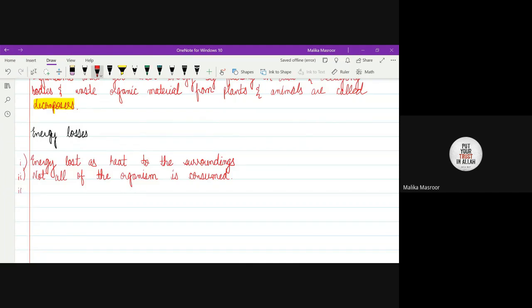Third, when an organism eats another organism, not all of the nutrients are digested and absorbed. For example, if an animal is eating another animal, energy is lost as well. Not all the nutrients are absorbed and digested. Some are released in the feces. This is where energy is lost along the food chain.